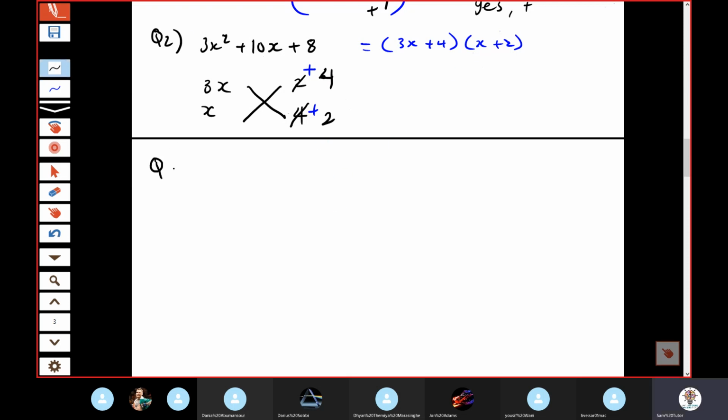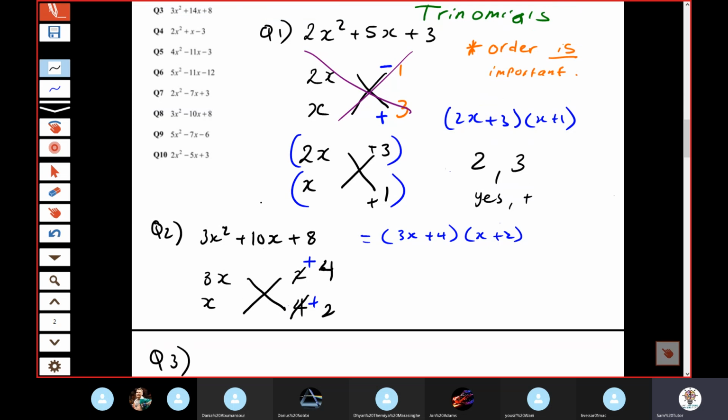Good. Let's go again. Write it down. Oh, and by the way, the crossing out and everything, it's all part of your working out. It's okay. It's not actually mistakes. So you guys can have that part of your working out.